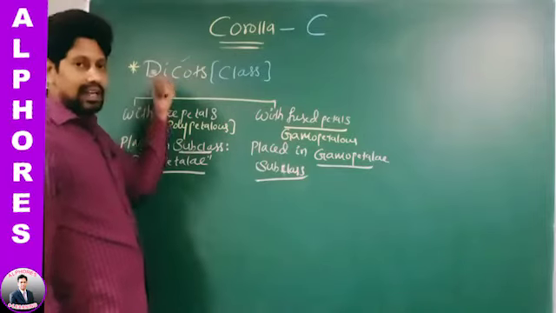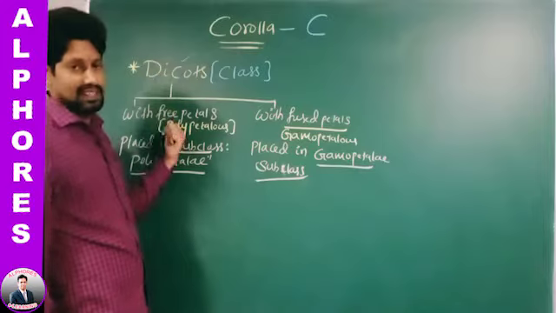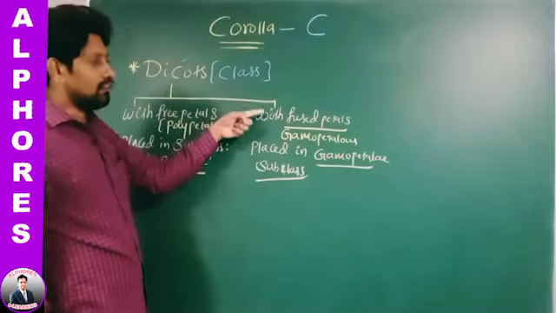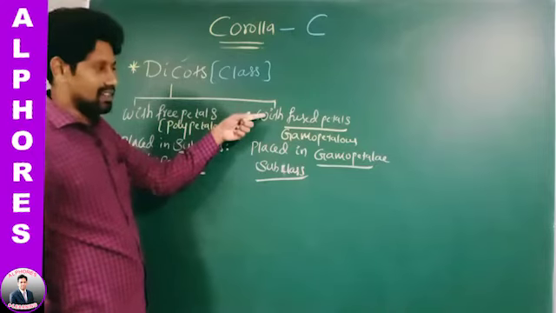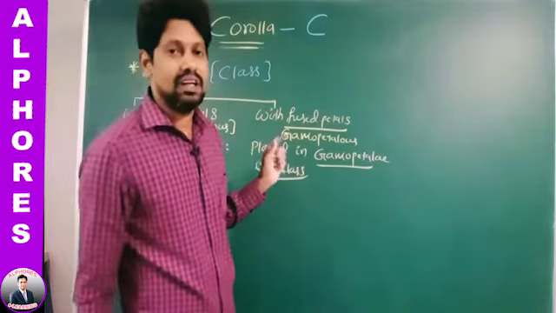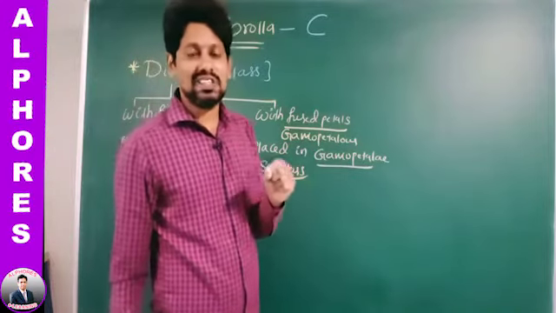Therefore, Polypetale and Gamopetale are two subclasses of dicots. A dicot with free petals is placed under Polypetale subclass. A dicot with fused petals is placed under a subclass Gamopetale. Placed under a subclass what? Gamopetale.